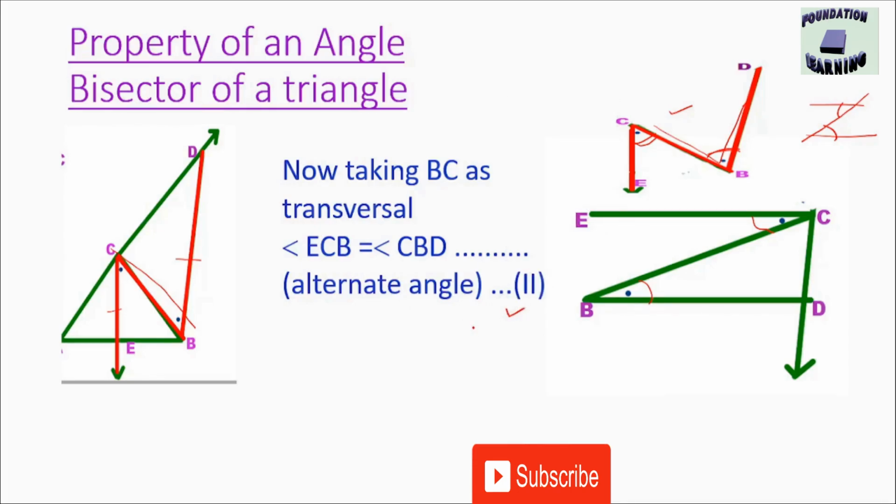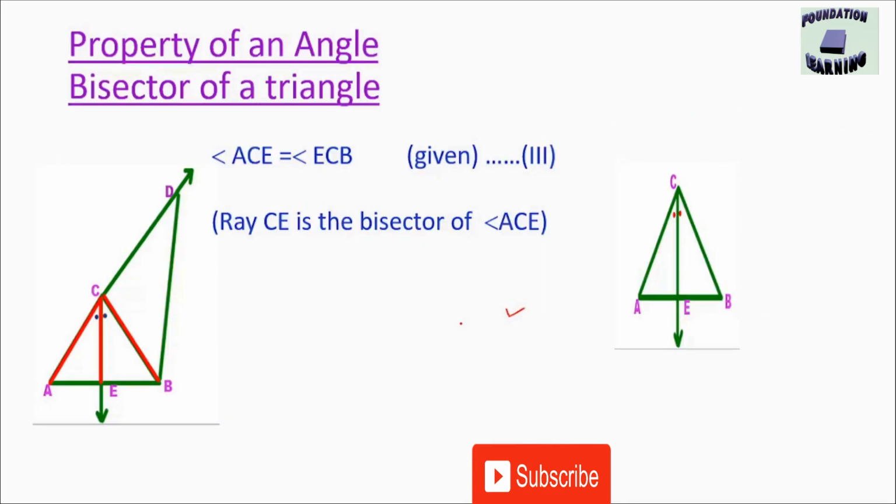And now we go to the next pair. In the question it is given that this line, CE, is a bisector. Now what is an angle bisector? It divides the angle into two equal halves, right? So which angles are equal now? Angle ACE is equal to ECB.